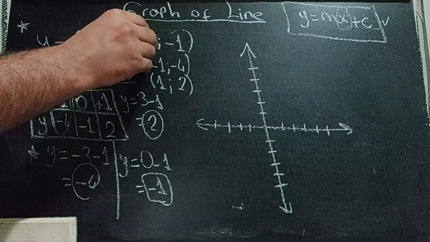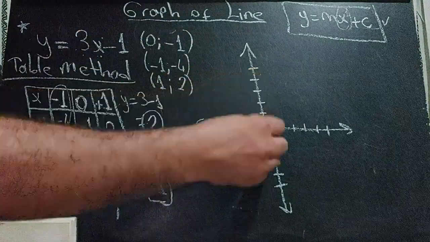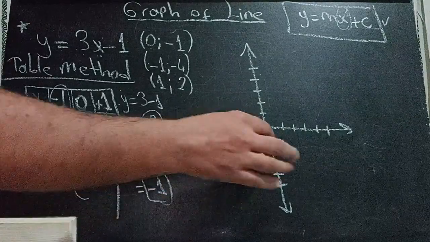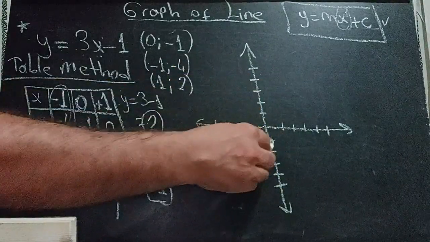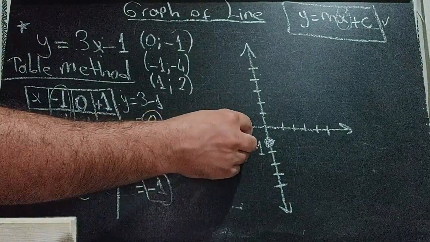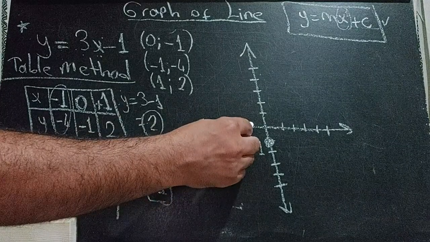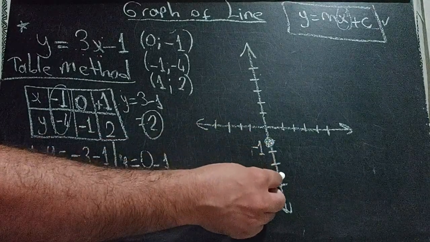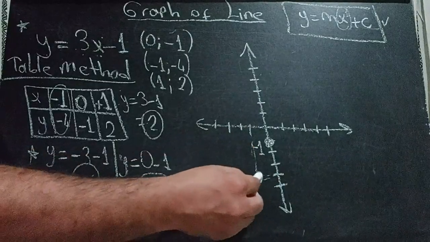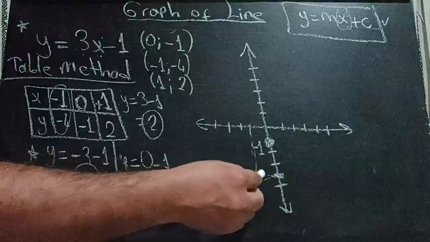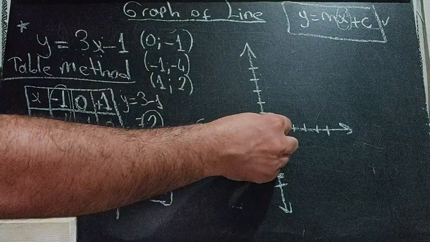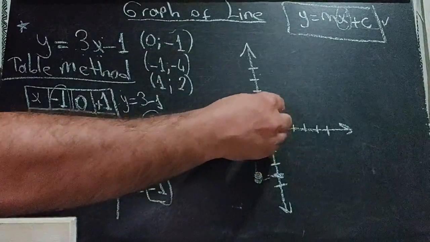The first one is 0, -1. 0, -1 is going to be there. You don't have to write it as 0, negative 1. Just put this dot there. So the second one is negative 1, negative 4, which is there. Negative 1 there, and 1, 2, 3, 4 there. This will be somewhere there. Right. Okay. So the other one, 1, 2. So the point x 1, y 2 will be somewhere there.